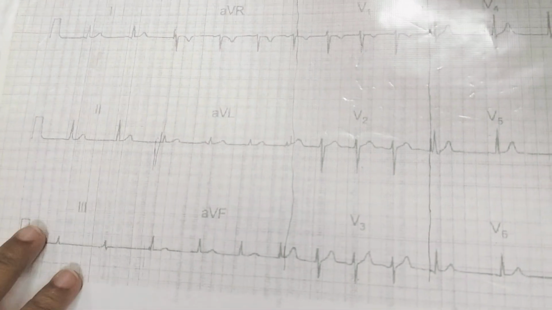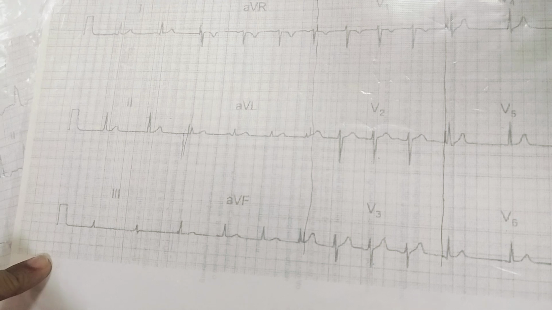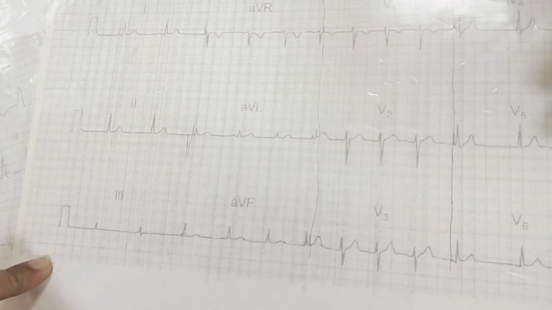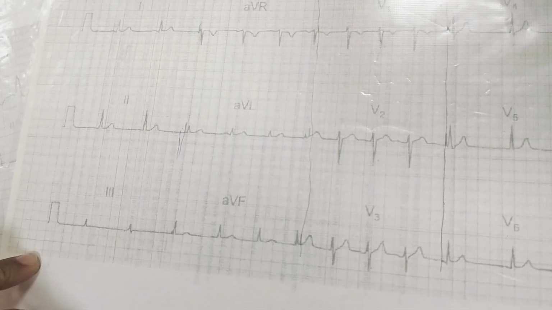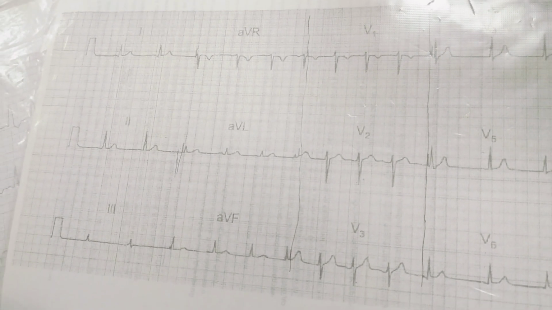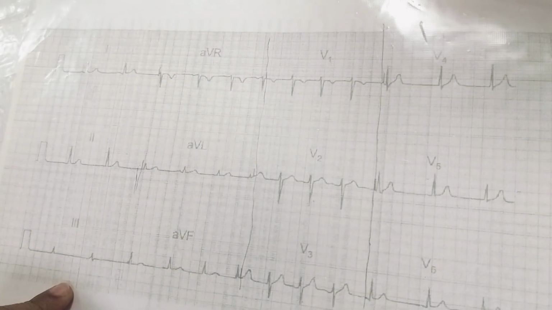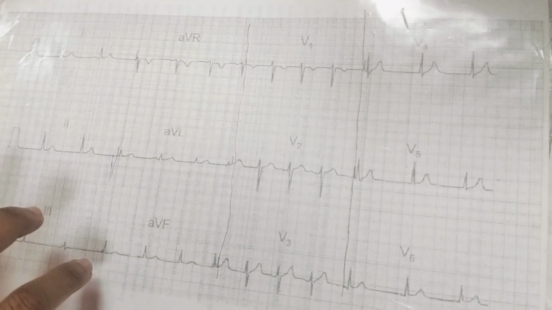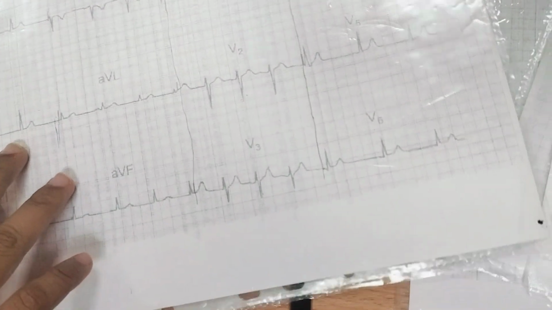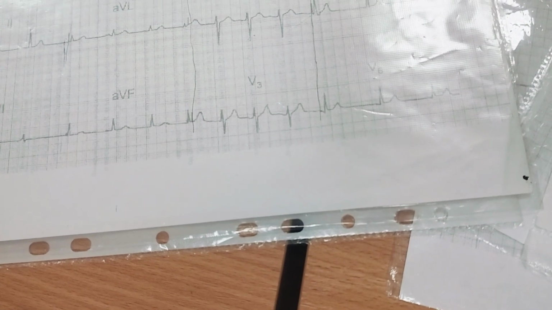Is there arrhythmia or not? It's not clear. So to clear the arrhythmia, we want full leads, long leads. Yeah, of course, we need at least 3 complexes. In this card, there is no way to identify arrhythmia. Sinus, but we can't say the arrhythmia. Yeah, we cannot tell it.